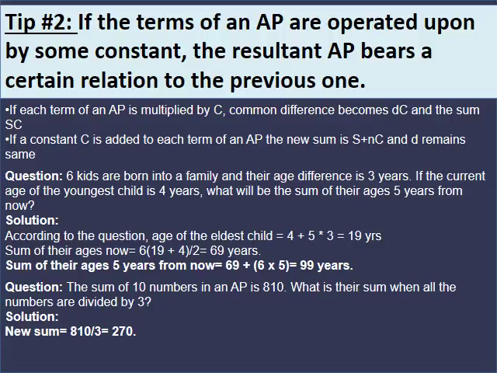The sum of 10 numbers in an AP is 810. What is their sum when all the numbers are divided by 3? Here's the solution. The new sum is equal to 810 divided by 3, which is equal to 270.